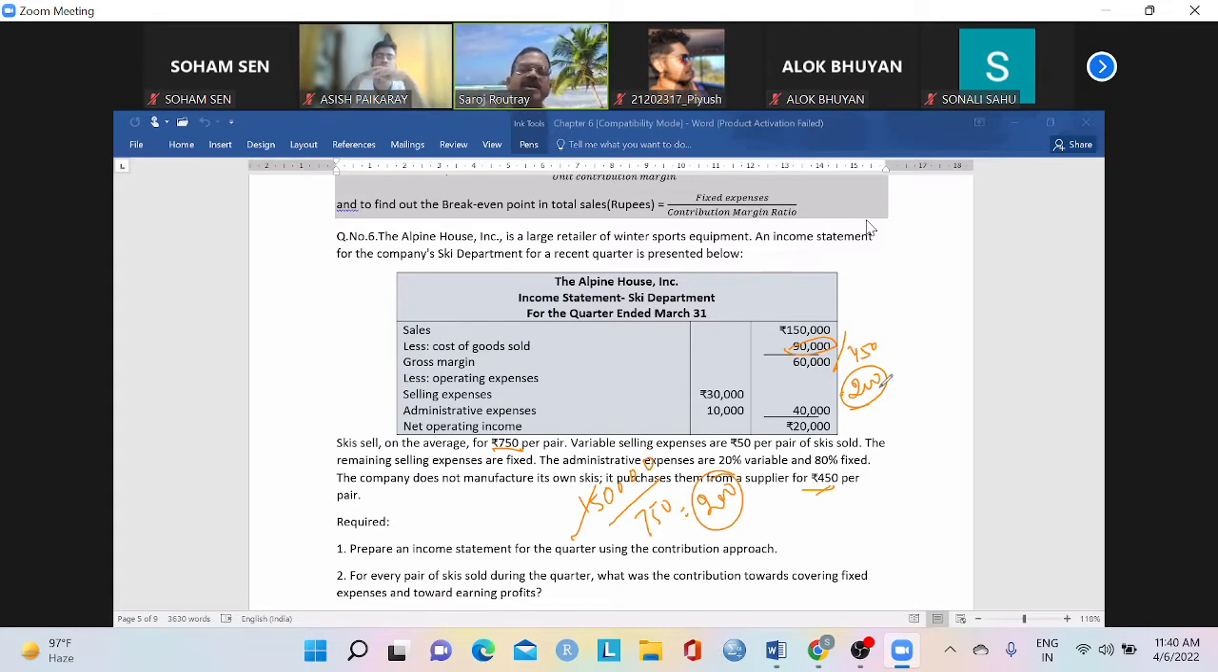Okay. Now my next question is, out of this 30,000, there is variable as well as fixed expenses. How much of this is a fixed expense? How much of this selling expenses is fixed? Information is very clearly given in the question. You just need to go through it and find out the answer.